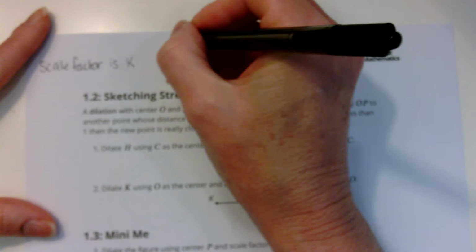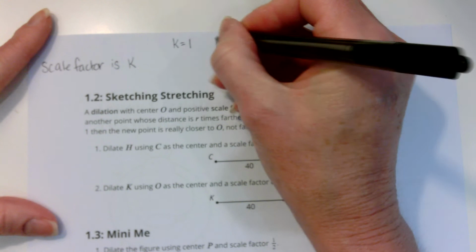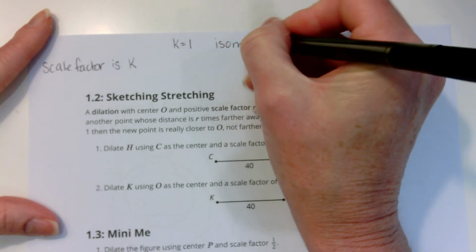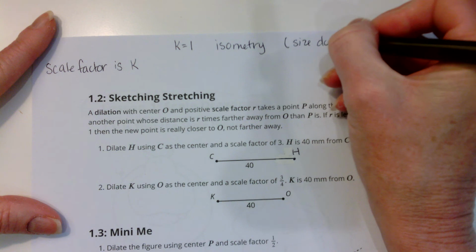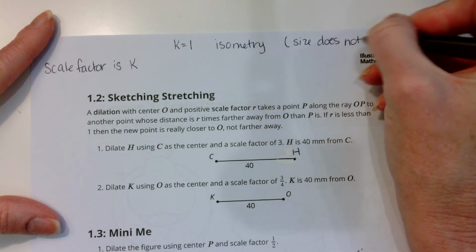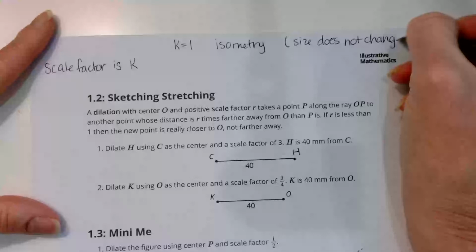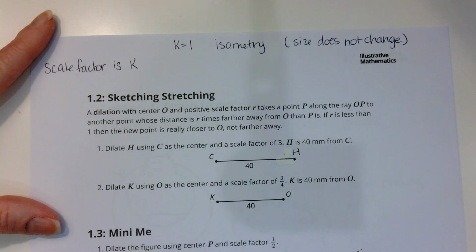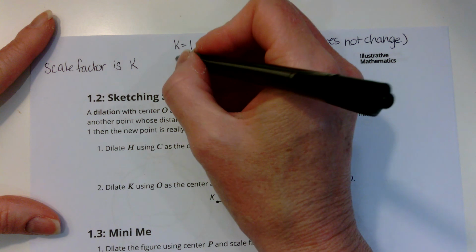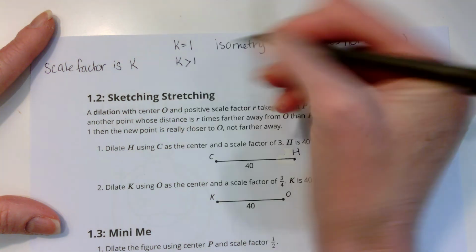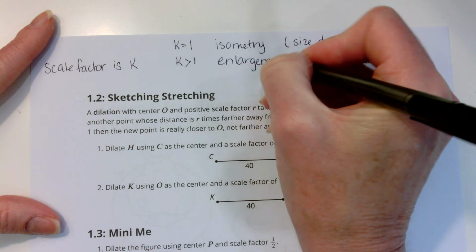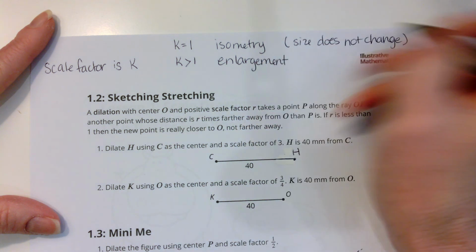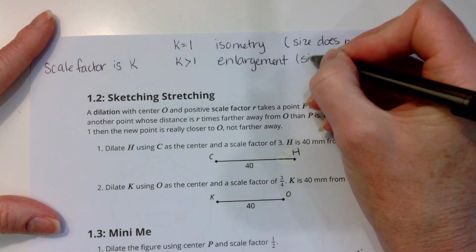When K equals 1, we call that an isometry. And in an isometry, size does not change. This would be everything we've been studying that were congruent. They were always the same exact size. Nothing changed. When my K is greater than 1, we call that an enlargement. This is when my scale factor is something bigger than 1, my size gets bigger.